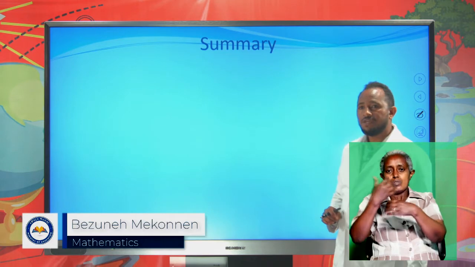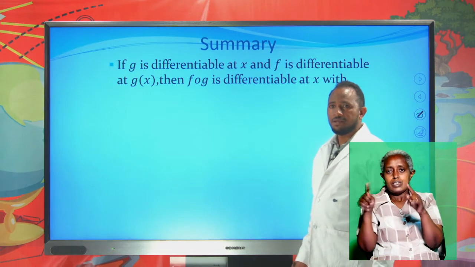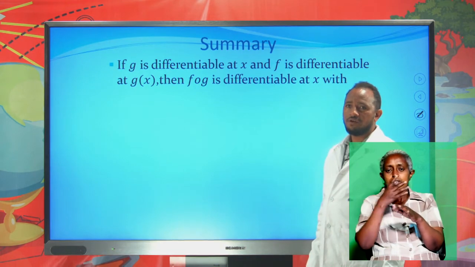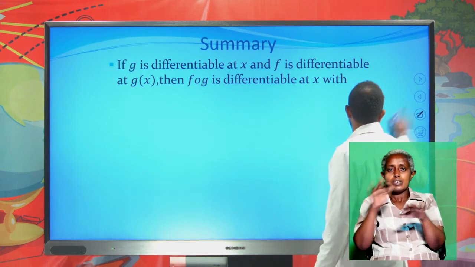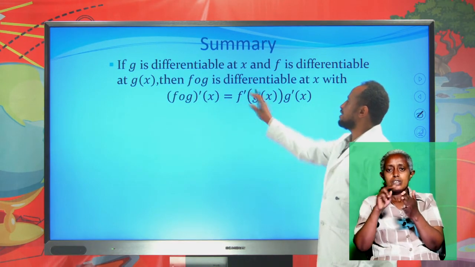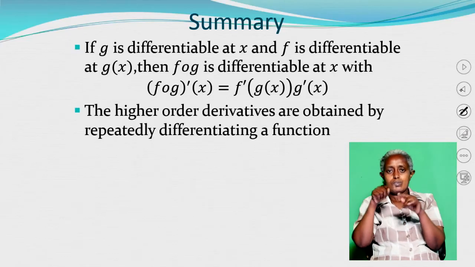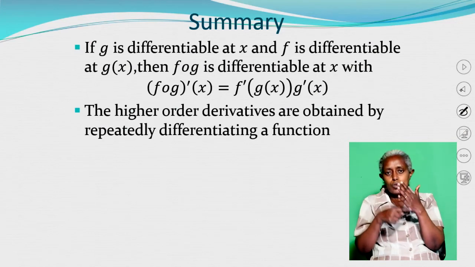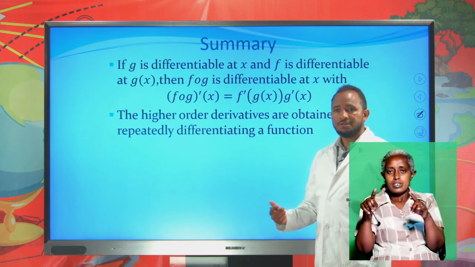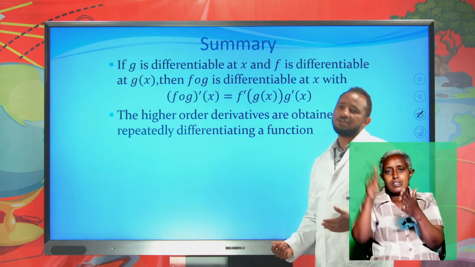To summarize what we have seen, one: if g is differentiable at x and f is differentiable at g of x, then f of g of x is differentiable at x. It's the chain rule: the derivative of f of g of x means f derivative of g of x times g derivative of x. This is the first concept that we have seen today. And we have also seen higher order derivatives of a function. Simply, it is obtained by differentiating repeatedly. To get the second derivative, you differentiate the first. To get the fifth derivative, you differentiate the fourth, and so on.